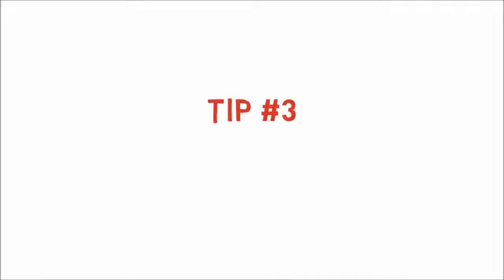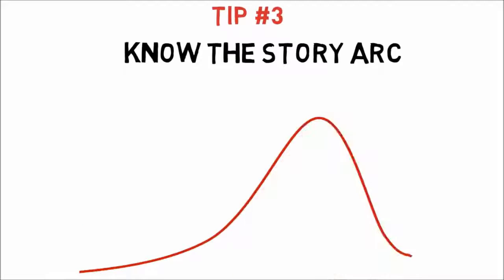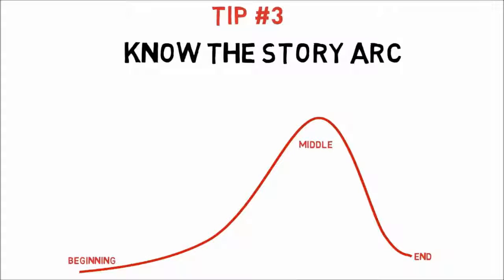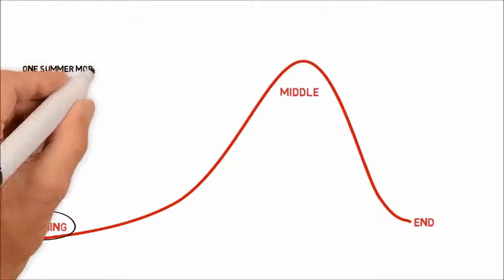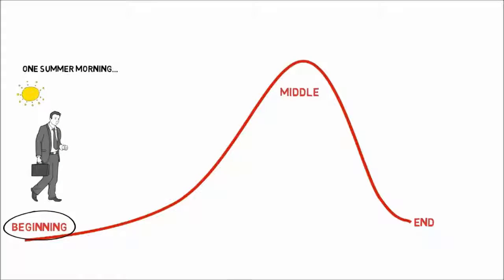Tip 3. Know the story arc. A typical story is composed of 3 parts: the beginning, the middle, and the end. The beginning is where you try to draw your audience's attention to the story you want to tell. Here you will introduce the characters, set the scene, and begin the plot.